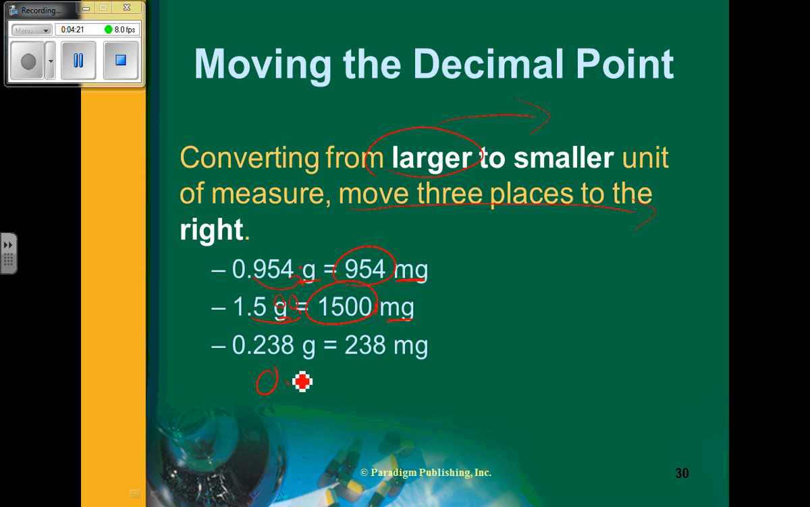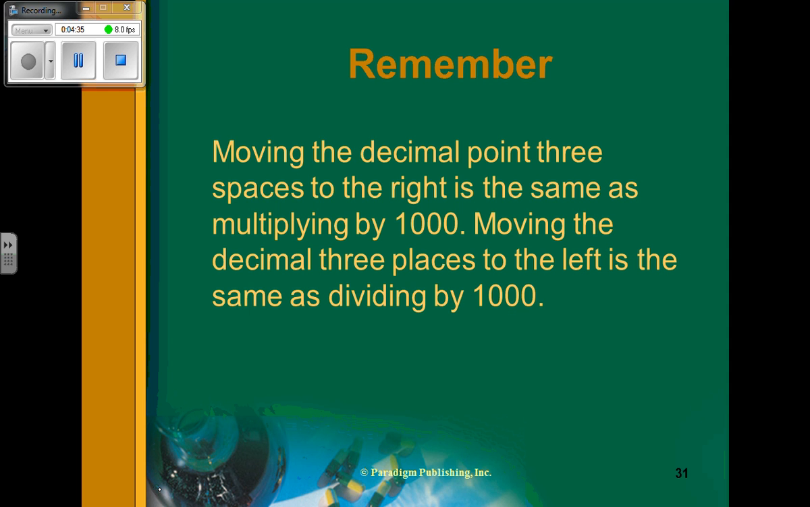Same with 0.238. Grams is a larger unit going to a smaller unit, so you take the decimal point 3 places to the right, and it becomes 238. Just remember, moving the decimal point 3 places to the right is the same as multiplying by 1,000, and moving the decimal 3 places to the left is the same as dividing by 1,000.